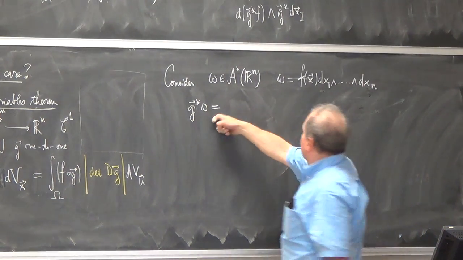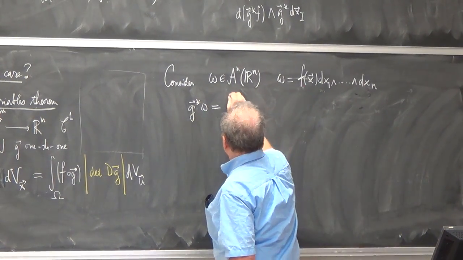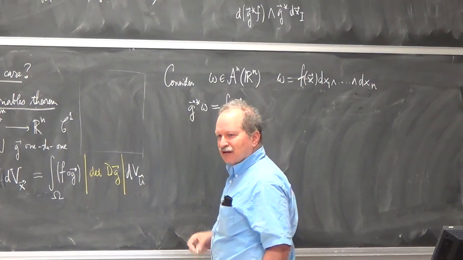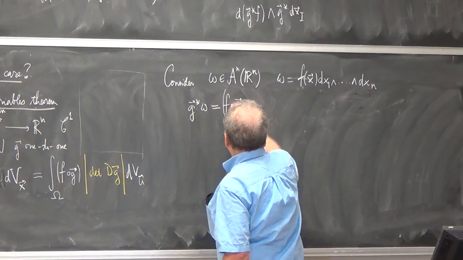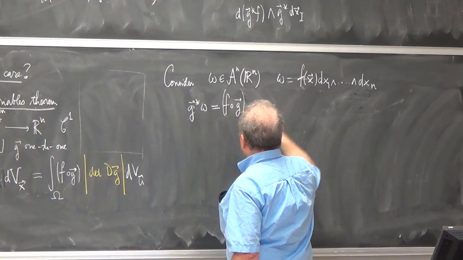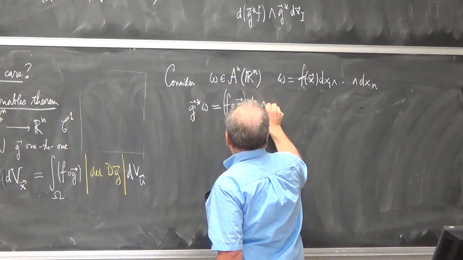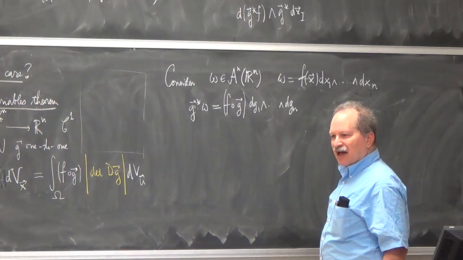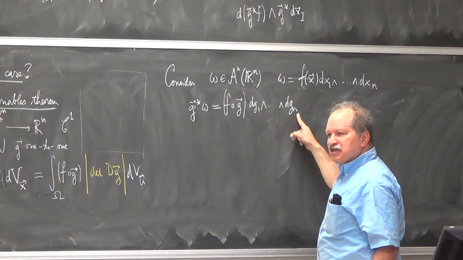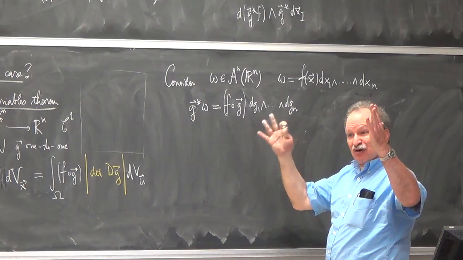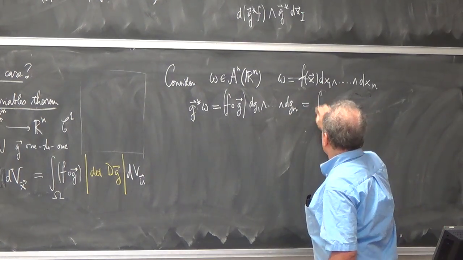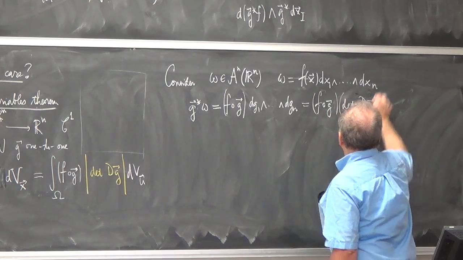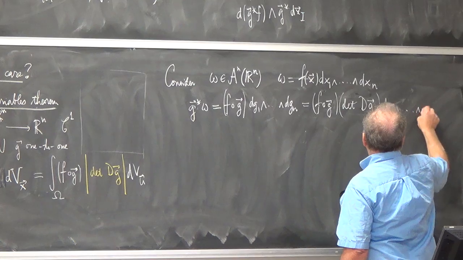But if I pull back this, what do I get? Well, I pull back the function, I get f of g, and then I pull back the dx's. That's taking the pullback of each of the dx's by the components of g. And what do you get if you wedge all the dg's together? You get the determinant of the derivative matrix times the du's all wedged together.